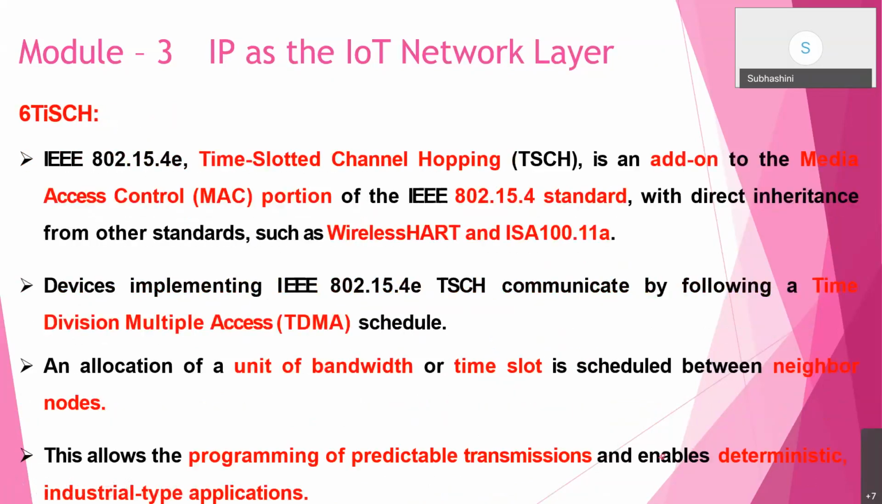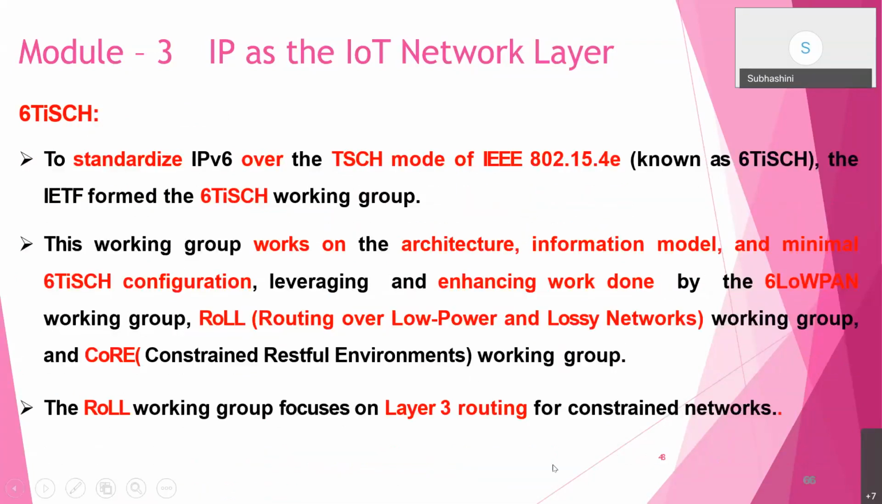Next, we have 6TiSCH. Even 6TiSCH is also a standard. TiSCH is nothing but Time Slotted Channel Hopping. Even this is an optimization type for IoT. And you can see the description of it. 6TiSCH is used for the IEEE 802.15.4e standard. And you can also find that we have a working group specified for 6TiSCH. That working group is ROLL, standing for Routing Over Low power and Lossy networks. This completely takes care of TiSCH. So TiSCH is handled by two working groups, ROLL and CoRE.